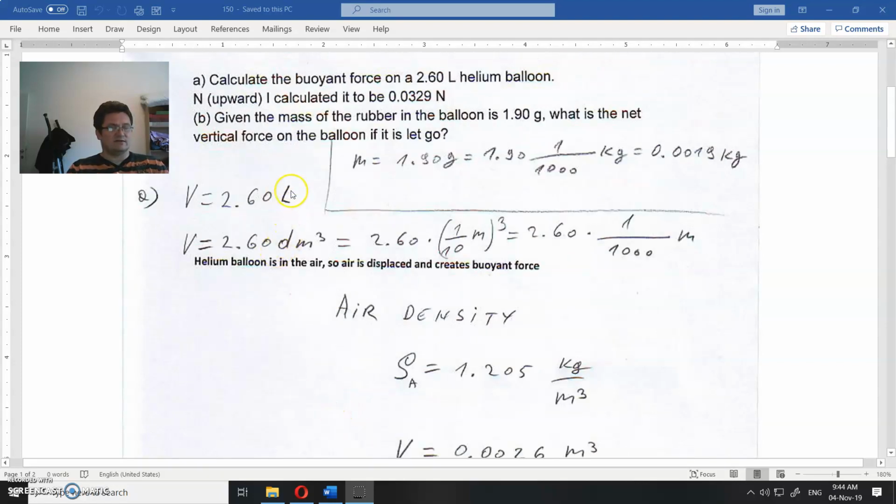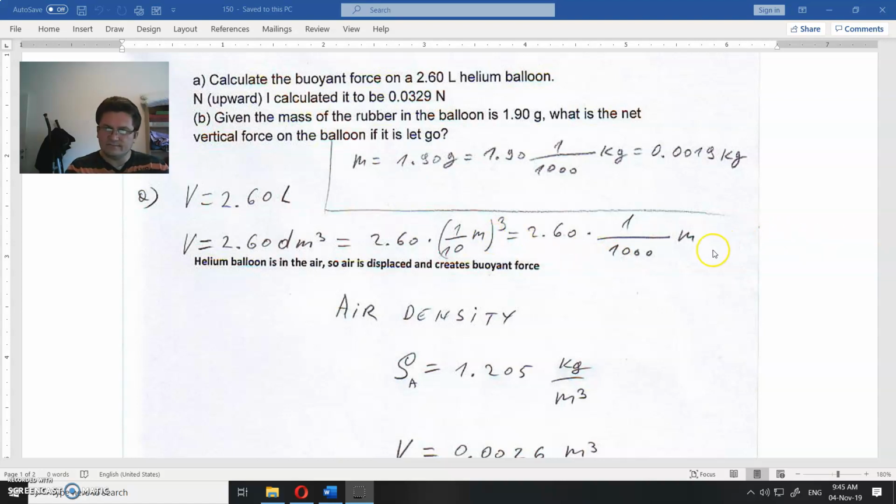But we have to do that in cubic meters. So 2.6 liters is actually 2.6 cubic decimeters, and we need to transform this into meters cubed. So this decimeter is actually 1/10 of a meter. And when you cube it, 10 to the third is 1000. 10 times 10 is 100, times 10 is 1000. And m to the third is m cubed.